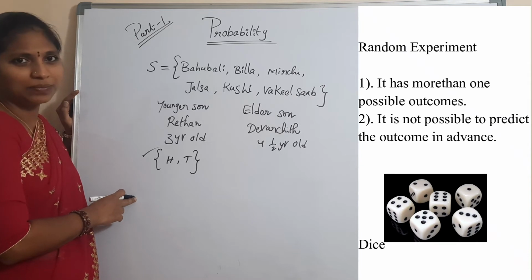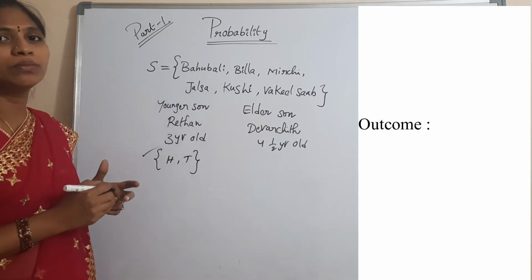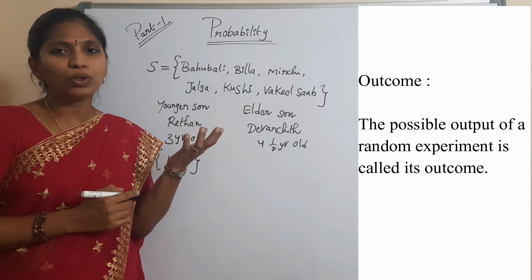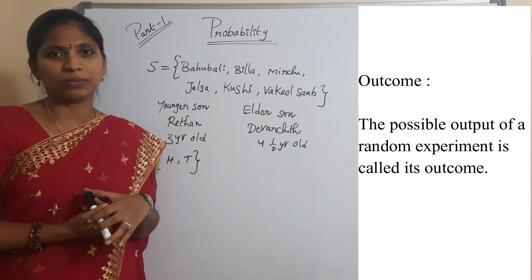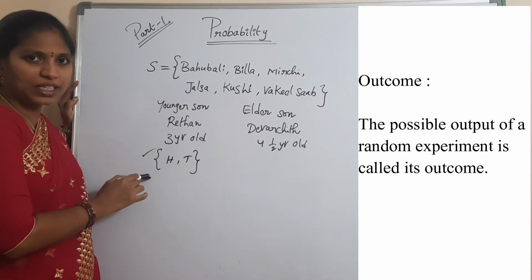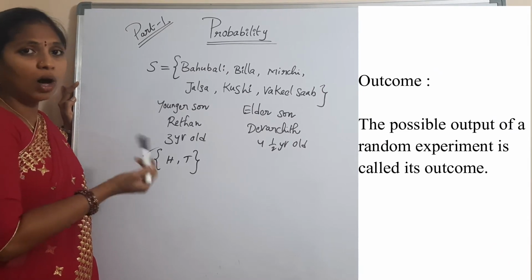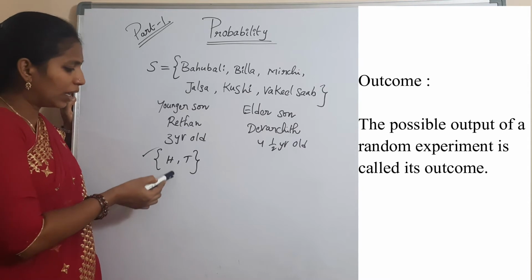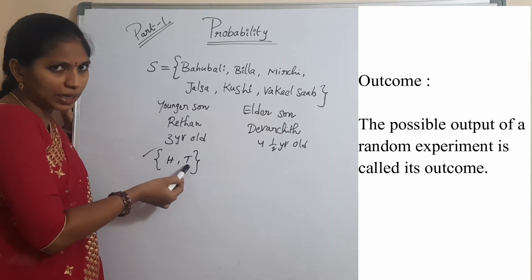Random experiment. Now coming to outcome. What is an outcome? The possible output of any random experiment is called an outcome. For suppose tossing a coin is a random experiment. What will be the outputs? Either head or tail. Okay. One outcome will be head. The other outcome will be tail.